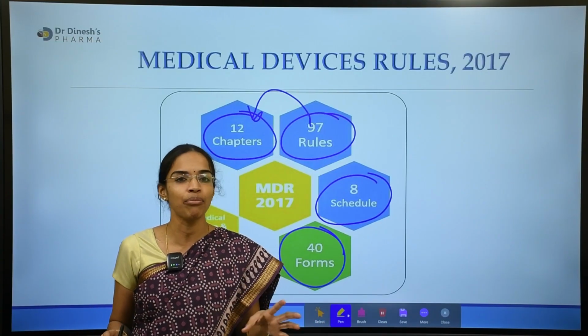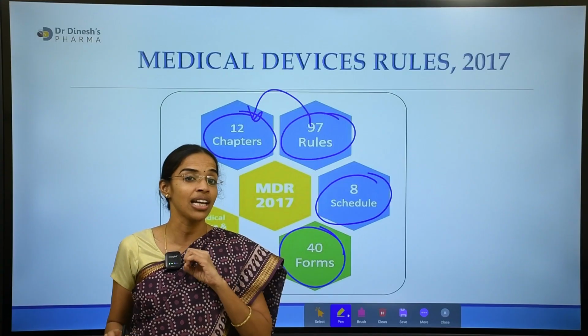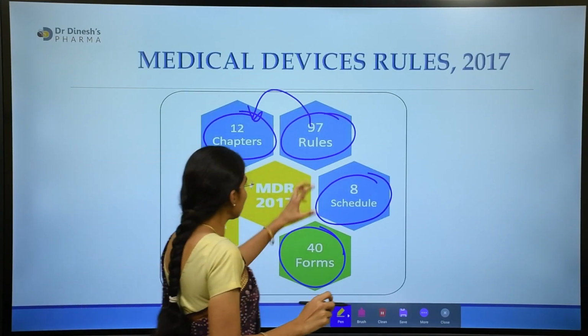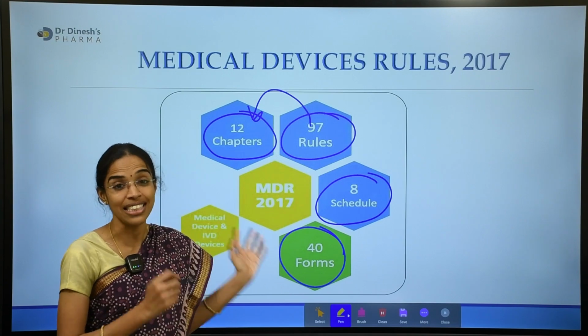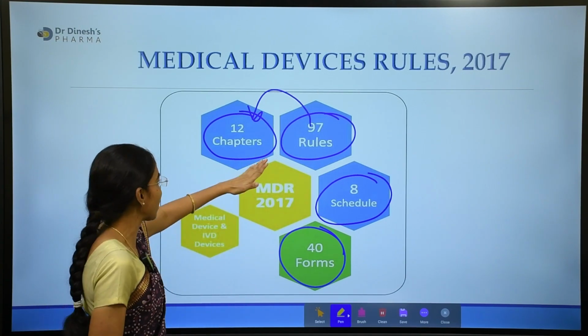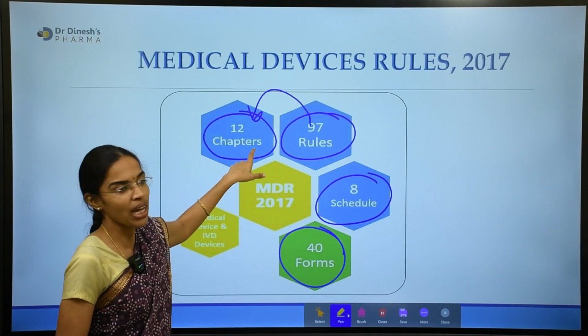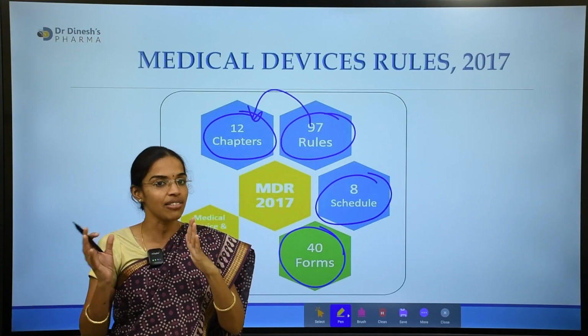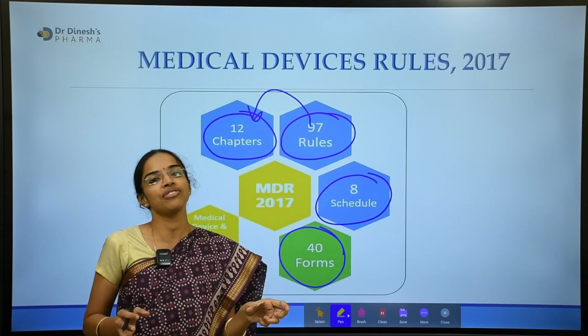Each and every element is important. Each and every element is crucial. Okay, so this is the overview, or the structure of the medical device rules. Once again I'm explaining that it consists of 12 chapters and 97 rules, these 97 rules which fit into these 12 chapters.